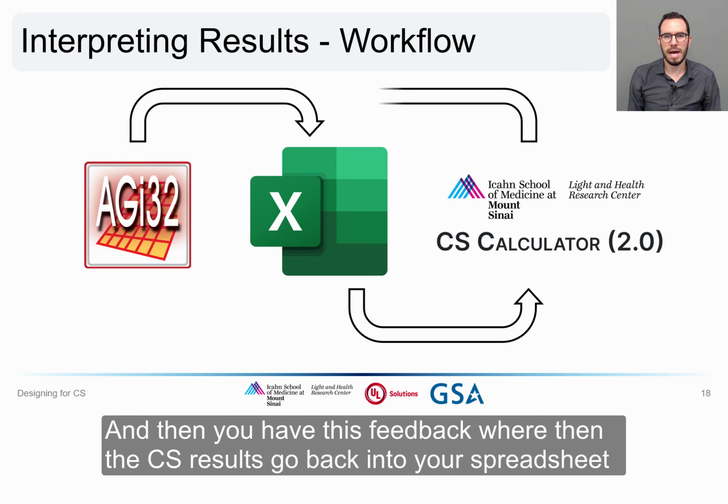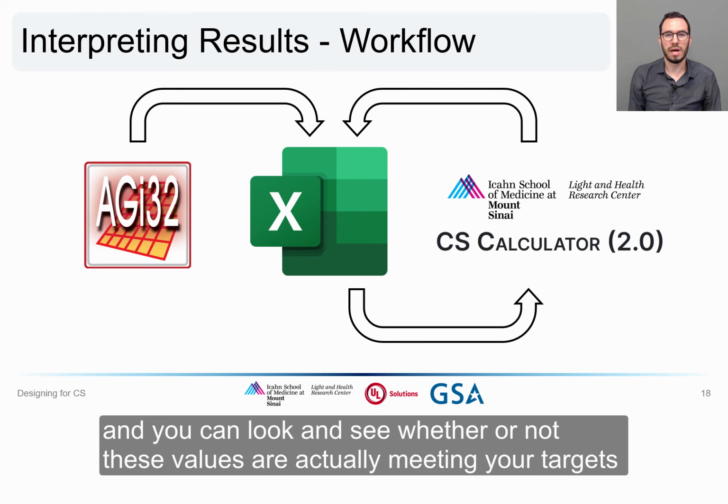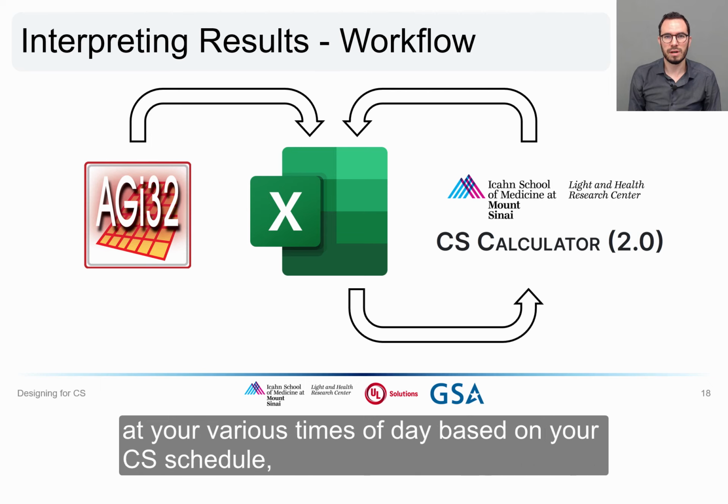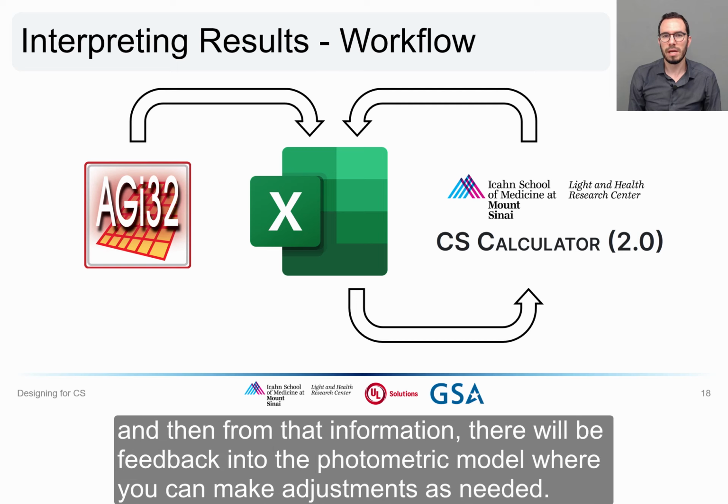And then you have this feedback where the CS results go back into your spreadsheet, and you can see whether or not these values are actually meeting your targets at your various times of day based on your CS schedule. And then from that information, there will be feedback into the photometric model where you can make adjustments as needed.